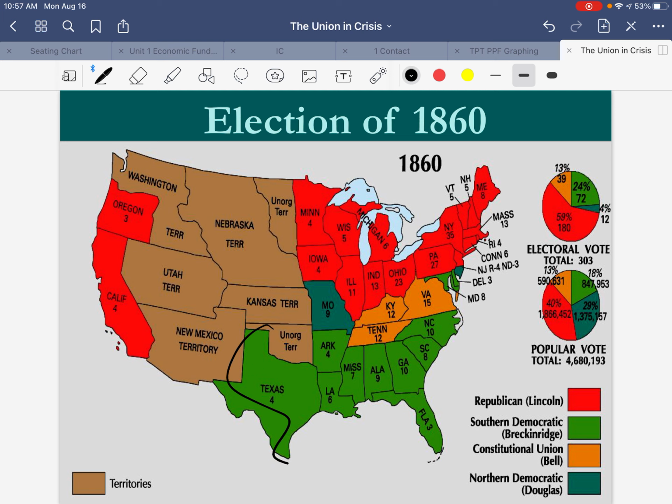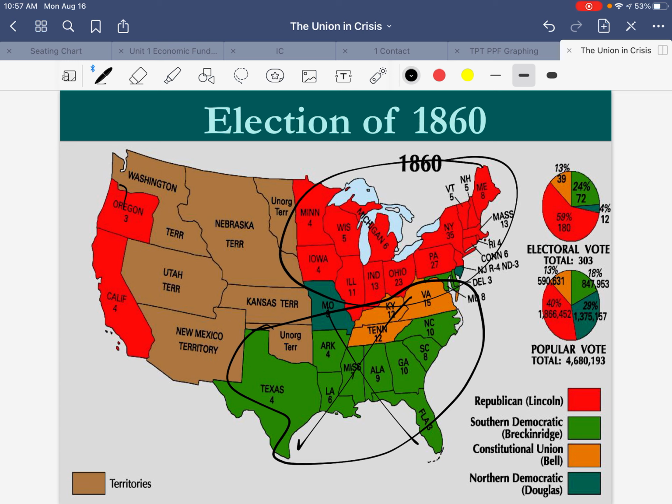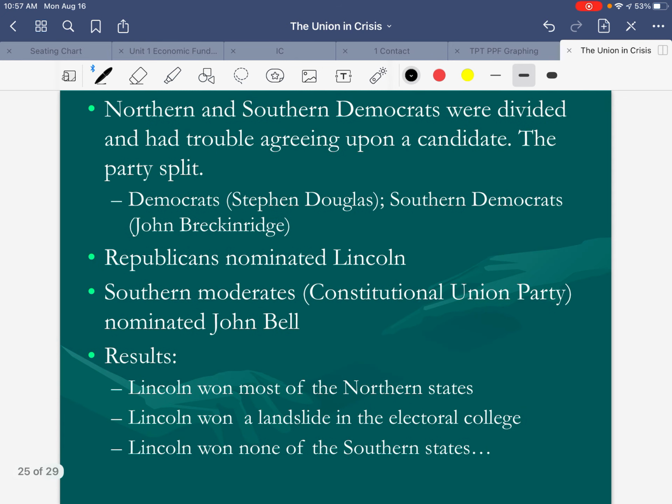So here's the South, right? There's 0 red down here. Lincoln got none of these electoral votes, and he still won. That's because there were more electoral votes in these states because there were more people. So the South is super angry about that.